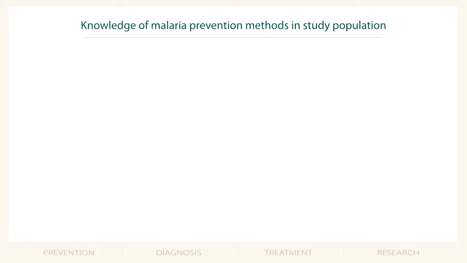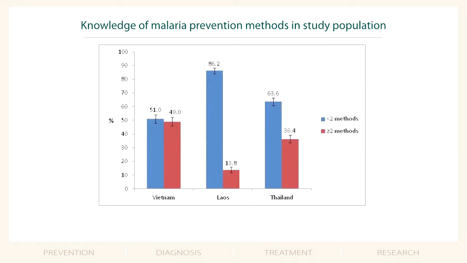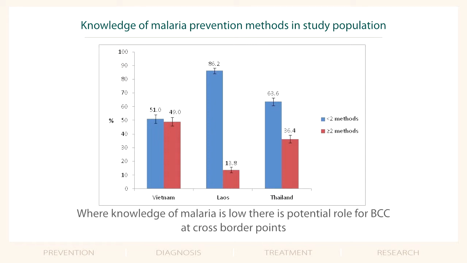And this one shows a very big difference. So the knowledge of 2 or more prevention methods for malaria had a protective effect against infection. And you can see, so the red is the knowledge of 2 or more methods, and in Laos it is extremely low compared to the other 2. So not even 14% of the population crossing knew 2 or more prevention methods for malaria. So of course this indicates a potential role for BCC initiatives at that border point.